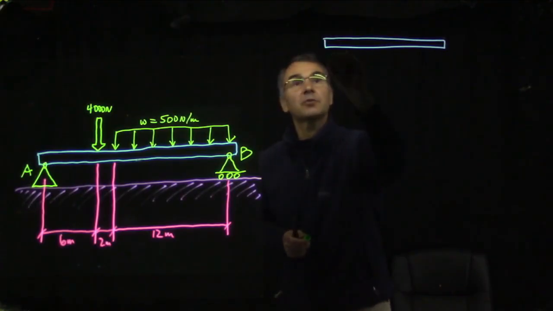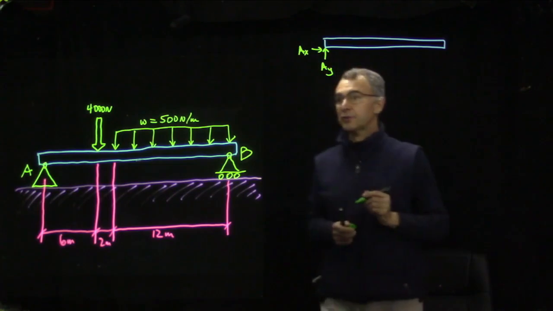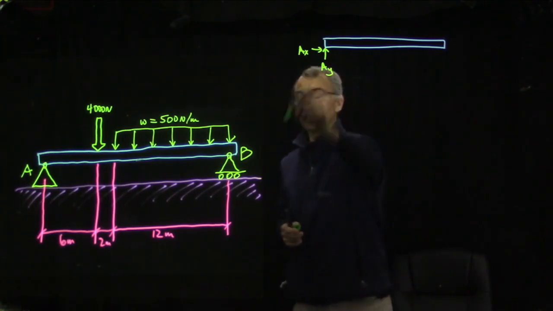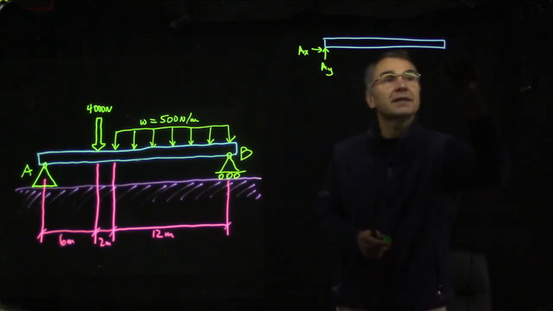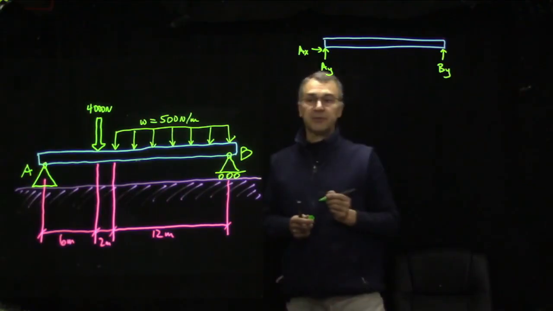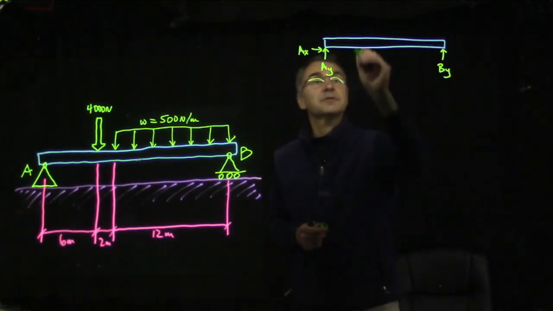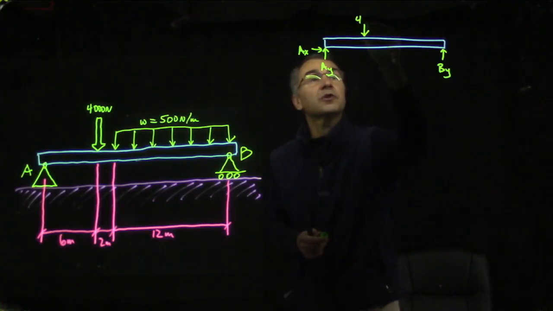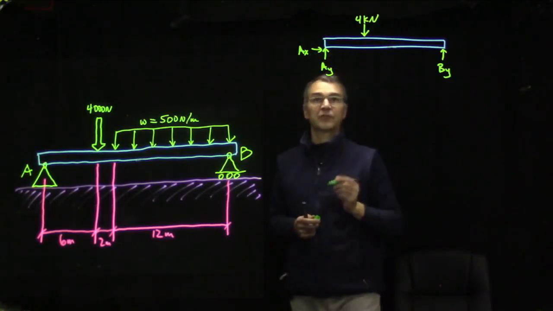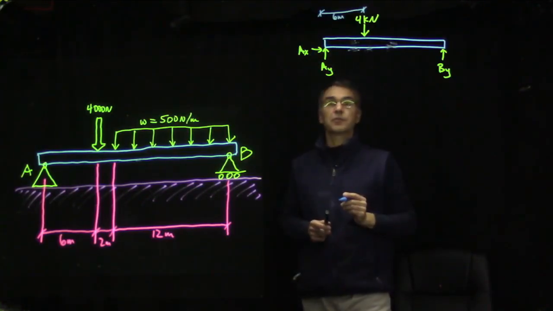So we have a hinge support at A, so there will be a y component and an x component in general, though I think we can see that the x component will turn out to be 0 because there are no horizontal loads. And then at B, we have only a vertical component since that's a roller support. And then 6 meters from the end, we have a concentrated load of 4,000 newtons. I'm going to say 4 kilonewtons. And that is a distance 6 meters from point A.